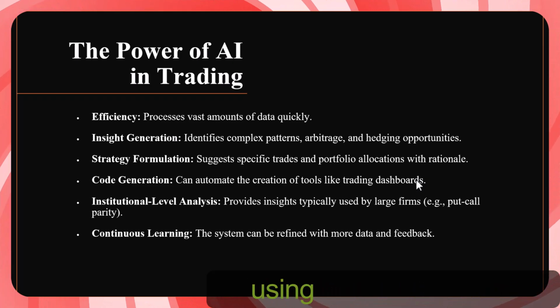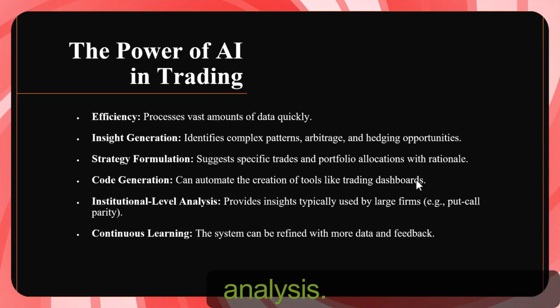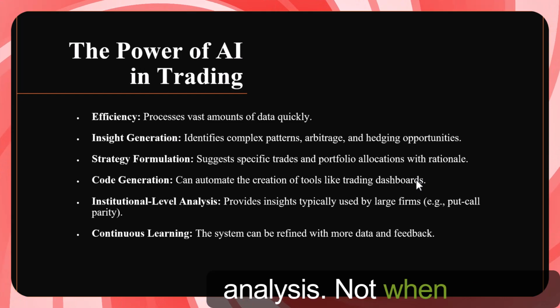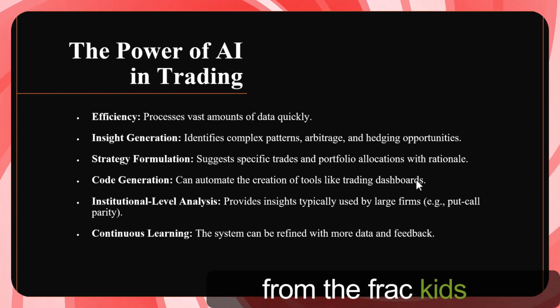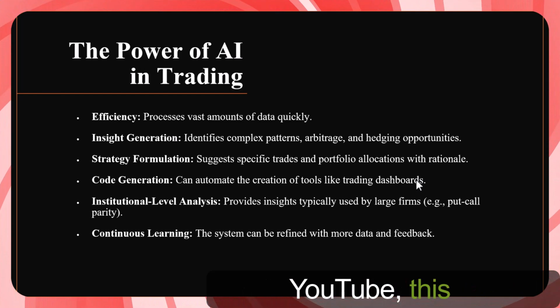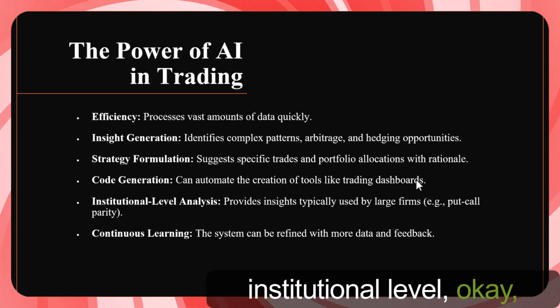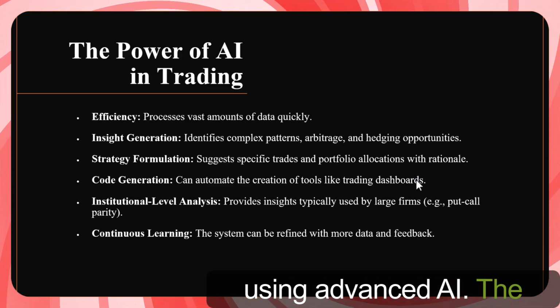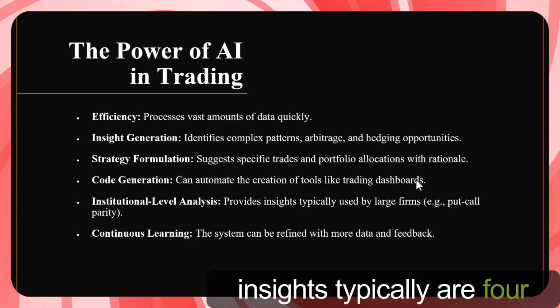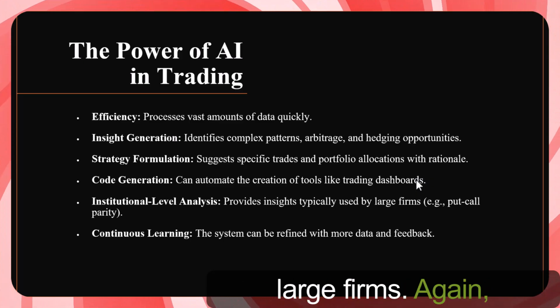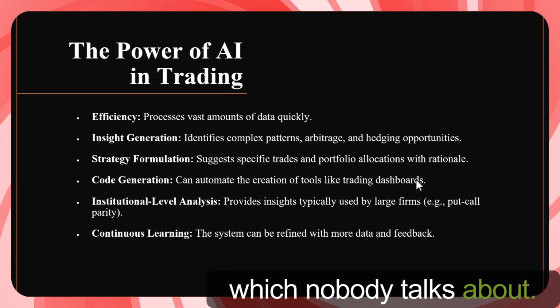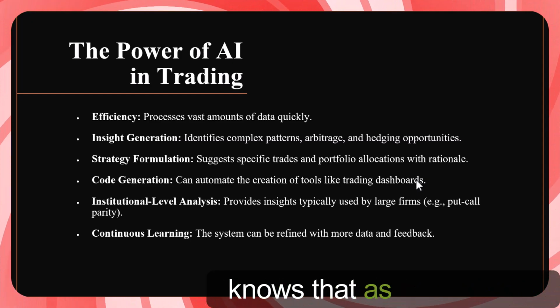More importantly, we're using institutional level analysis, not what you get from the frat kids on YouTube. This is institutional level, okay, using advanced AI. The insights typically are for large firms. Again, example, put call parity, which nobody talks about. But that's critical. Smart money knows that as well.